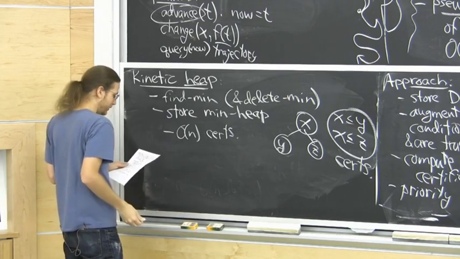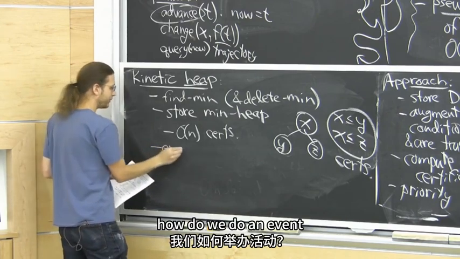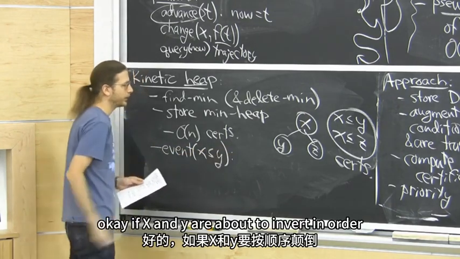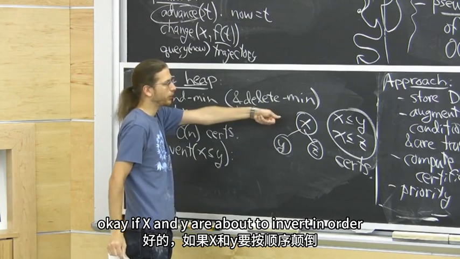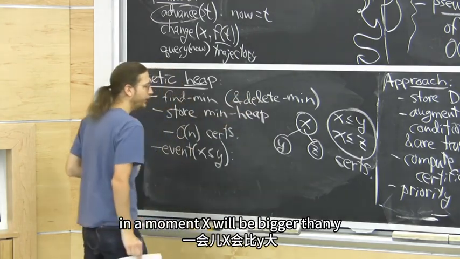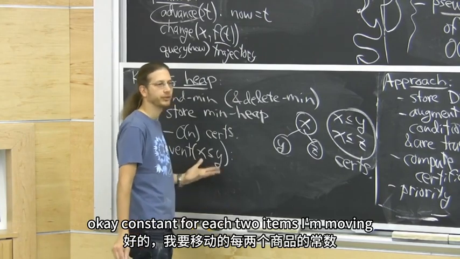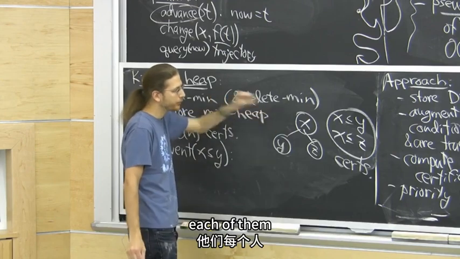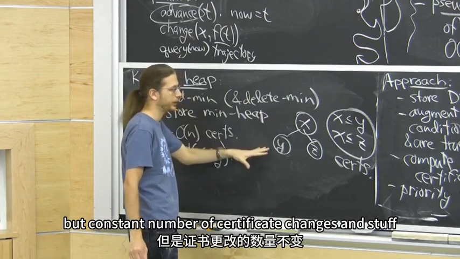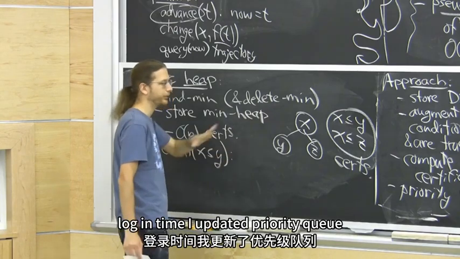Kind of crazy. I don't know if I really need to write it, but how do we do an event? Okay, if x and y are about to invert in order, so currently x is less or equal to y, in a moment x will be bigger than y, I swap x and y, I update all the certificates. Okay, constant for each. It's 2 items I'm moving. Each of them is involved in a constant number of certificates, 3 now instead of 2. But constant number of certificate changes and stuff. Log n time, I update the priority queue.